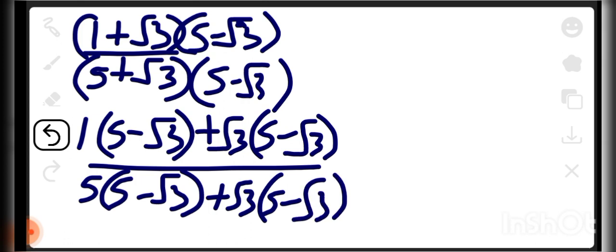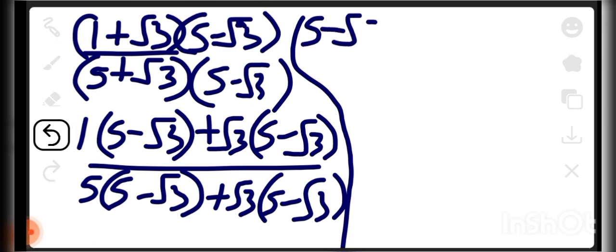So now let's open the bracket. 1 multiplies everything, it remains the same. So that part is going to give us 5 minus root 3.